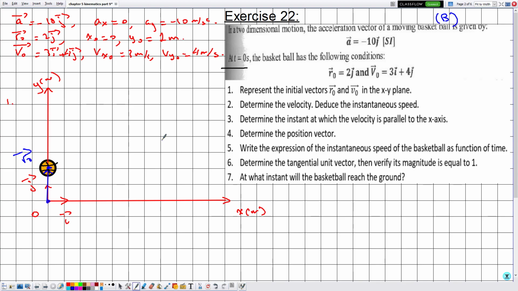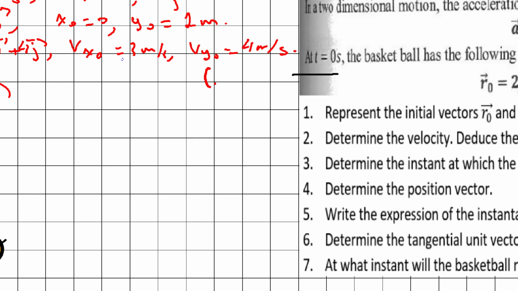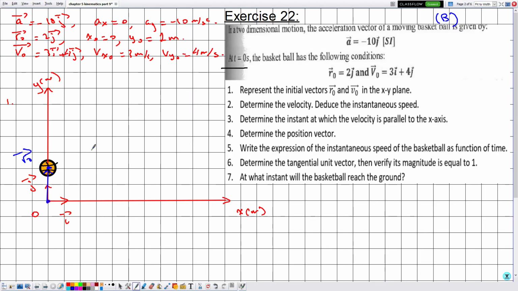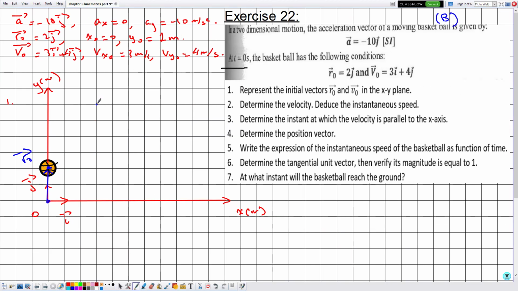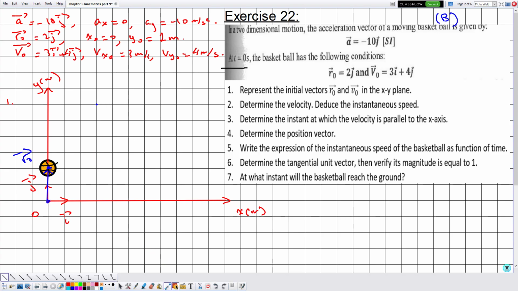Now in order to represent this vector, we need to identify its head, which is given by (3, 4). Now we need to locate (3, 4) in this system, but considering that this point is the origin, so we move 1, 2, 3 and we go up 1, 2, 3, 4. So this point represents the head of the vector v0.